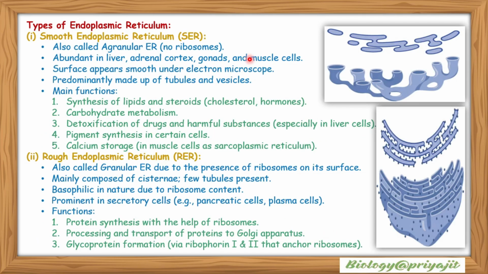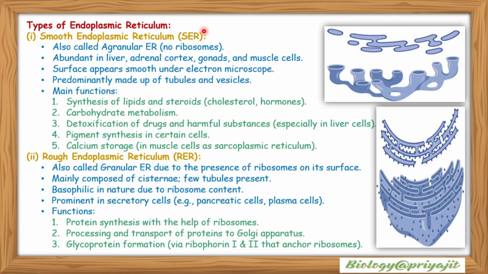Types of endoplasmic reticulum: this is the smooth endoplasmic reticulum, where there are no ribosomes on its surface, and these are the rough endoplasmic reticulum, where ribosomes are found on the surface of the endoplasmic reticulum and are responsible for protein synthesis.